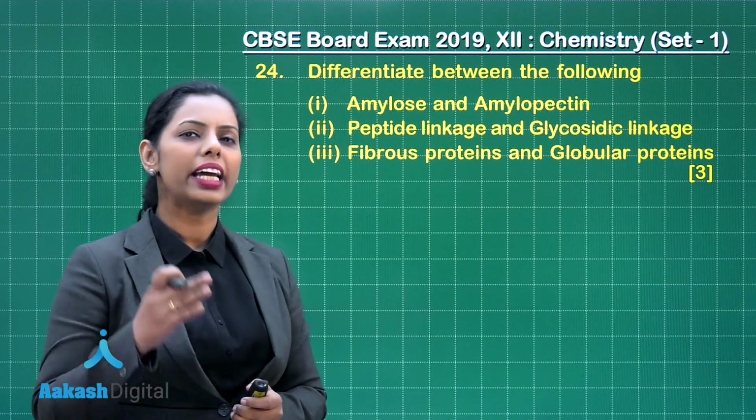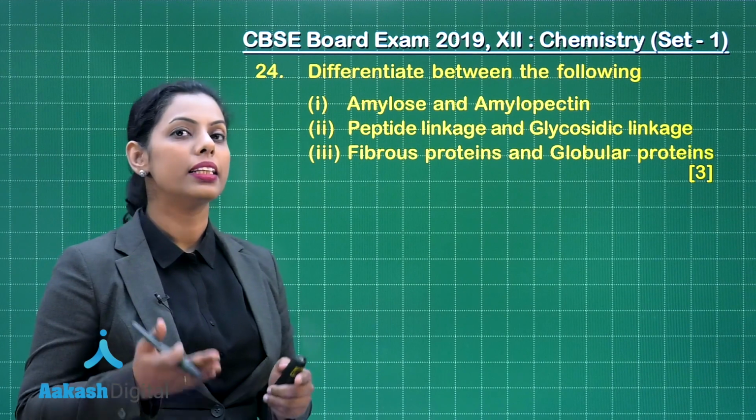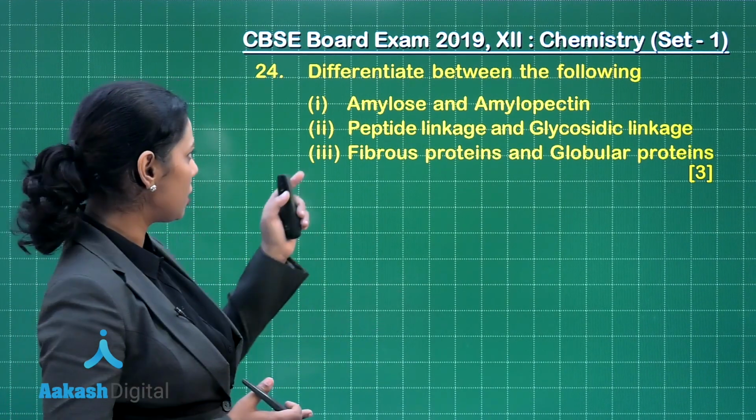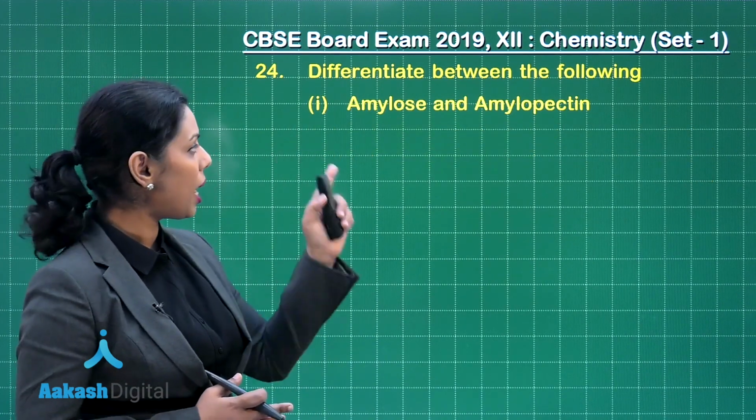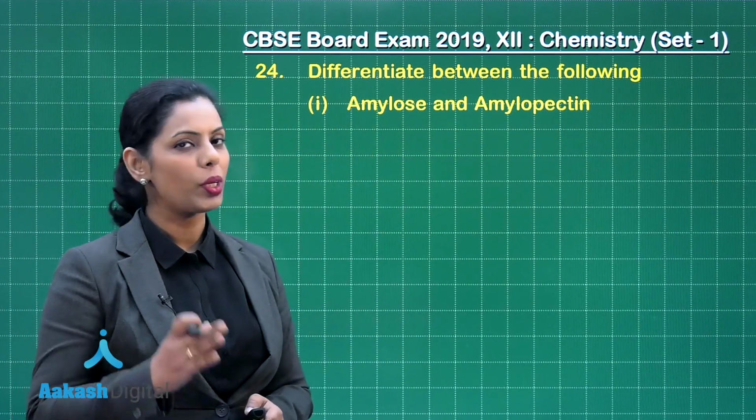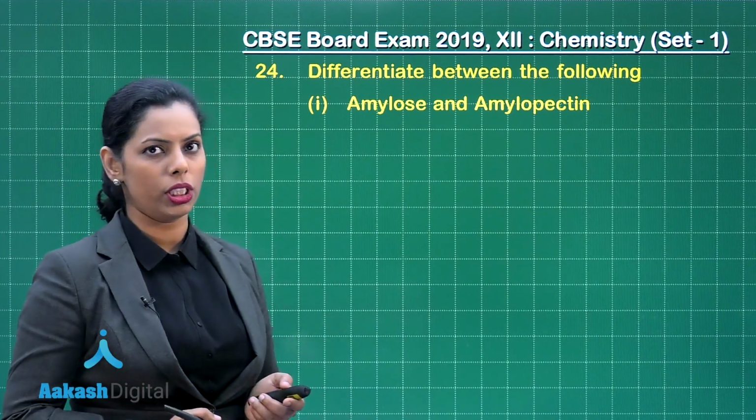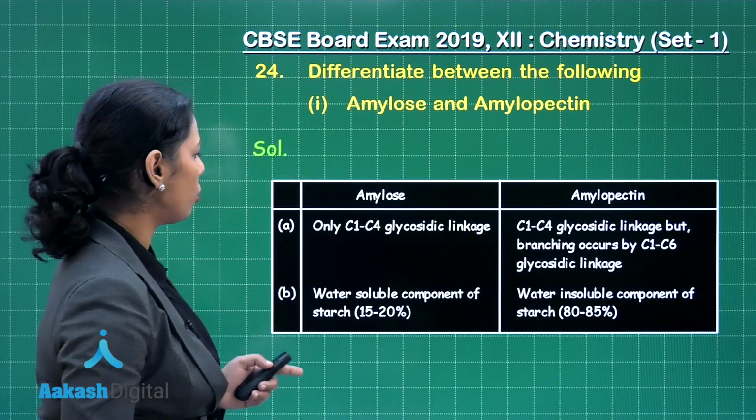This is again an internal choice of question number 24. After that there is another question, that is also question number 24, that you can choose to attempt. But let's first check this first question. We have to differentiate amylose and amylopectin. You can differentiate them by writing a simple difference between these two, and you can simply represent it with the help of this tabular form.